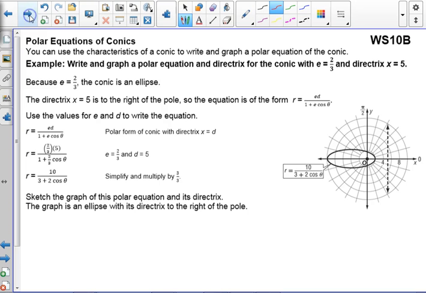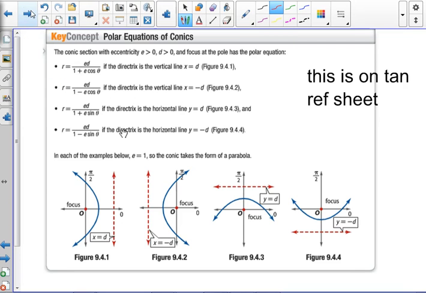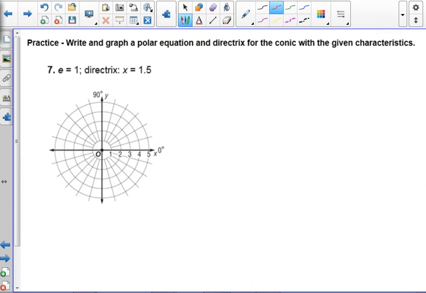All right. Now we get to go backwards. Okay. They're going to give us the E and tell us the shape and all kinds of good stuff, and we're going to figure out the equation. It's not hard. I promise. I promise. Okay.